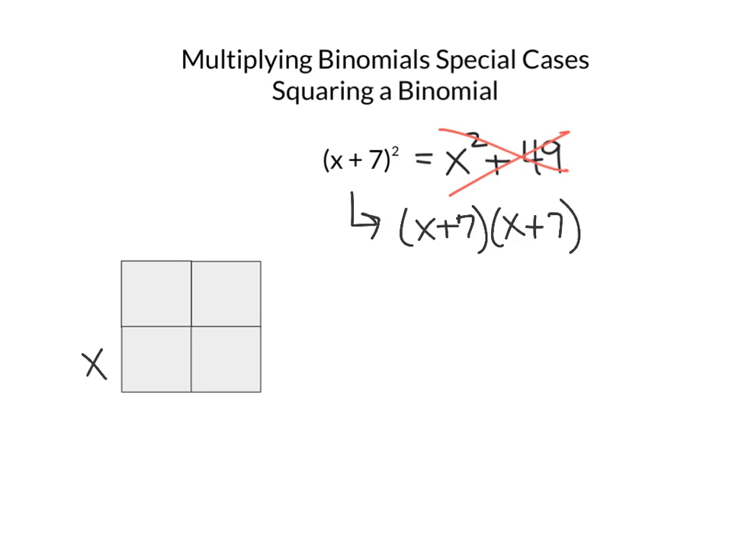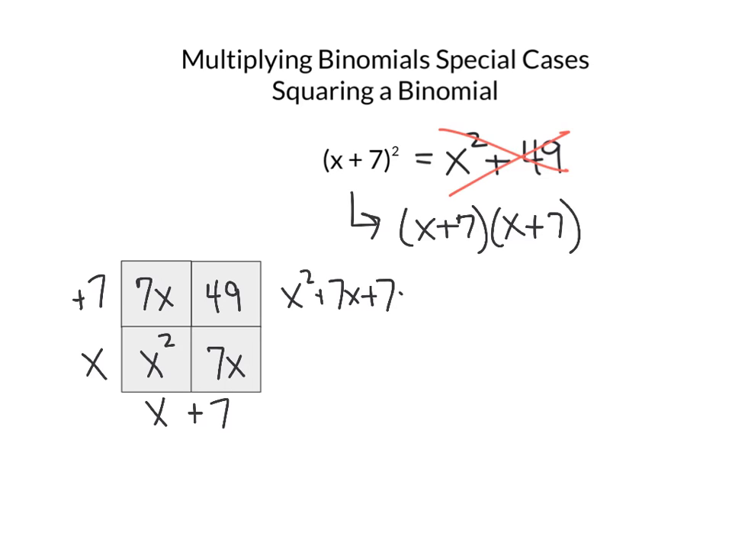So I'm going to take x plus 7 here on the left and x plus 7 here on the bottom. If I fill in my box, x times x is x squared. I move to the right, I have x times 7, which is 7x. Move up to the top left, 7 times x is 7x. And then the top right, 7 times 7 is 49. So I have x squared plus 7x plus 7x plus 49. I combine my like terms, and I end up with x squared plus 14x plus 49.